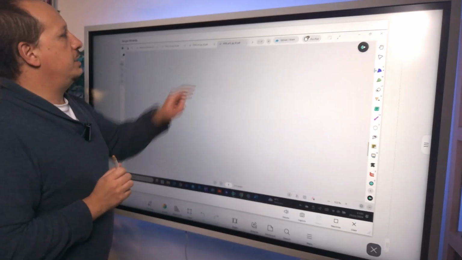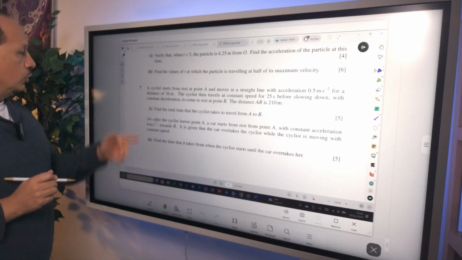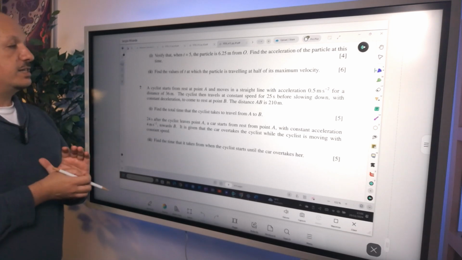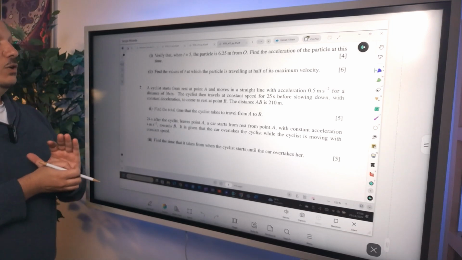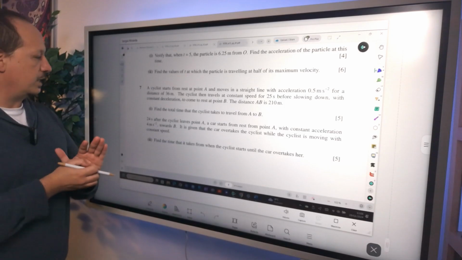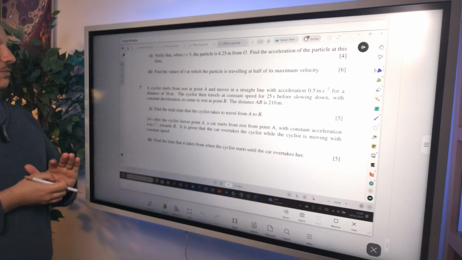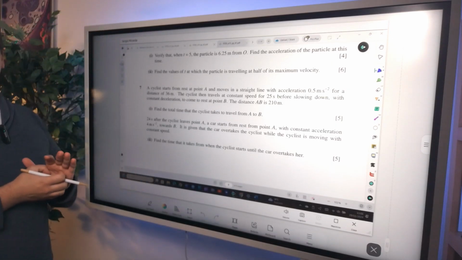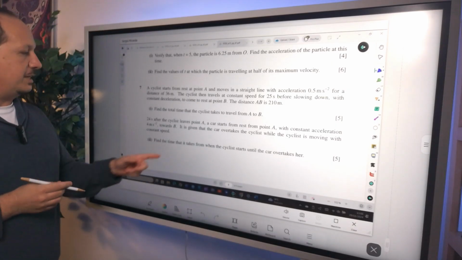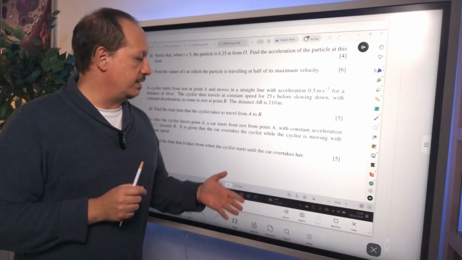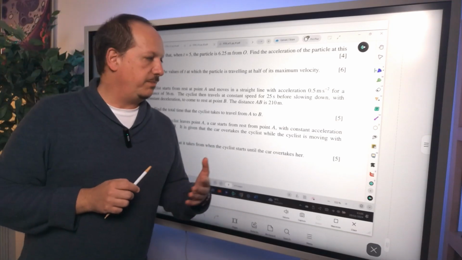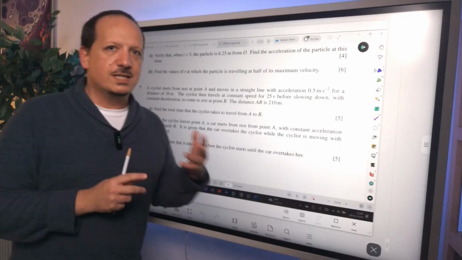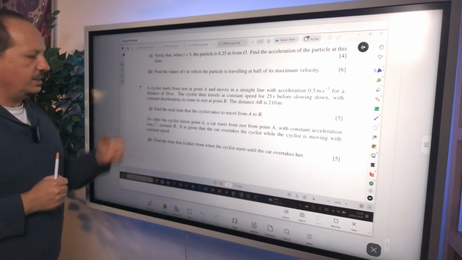Second sub-question is: 24 seconds after the cyclist leaves point A, a car starts from rest from point A with constant acceleration 4 meters per second squared towards B. It is given that the car overtakes the cyclist while the cyclist is moving with a constant speed. Find the time that it takes from when the cyclist starts until the car overtakes her. All right, 5 points. In my opinion, this should be more than 5 points because there's a lot to it in this particular question.